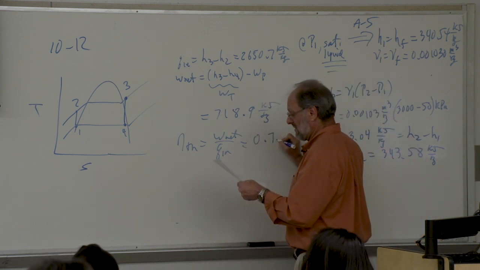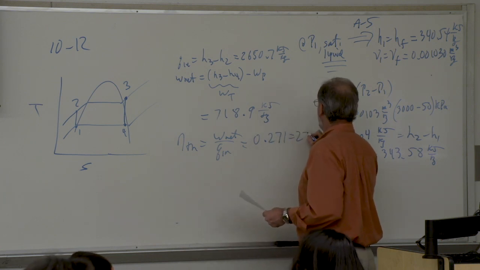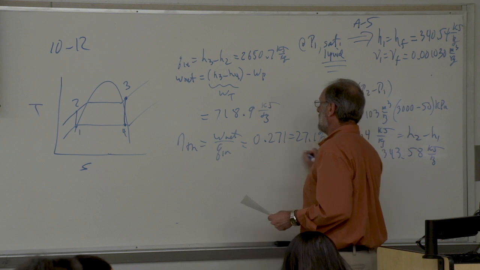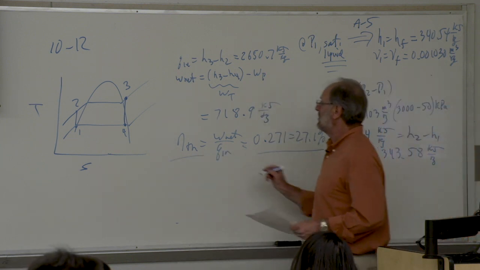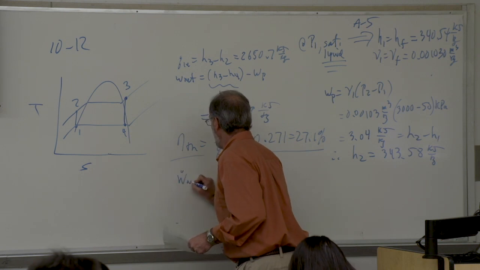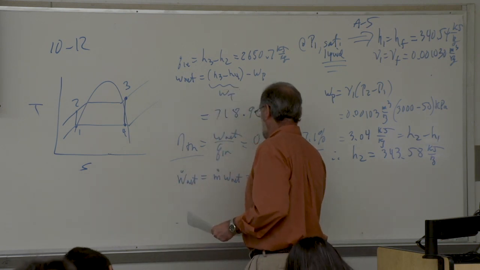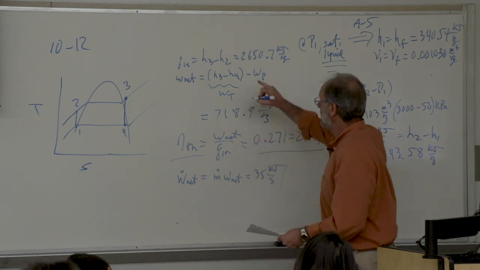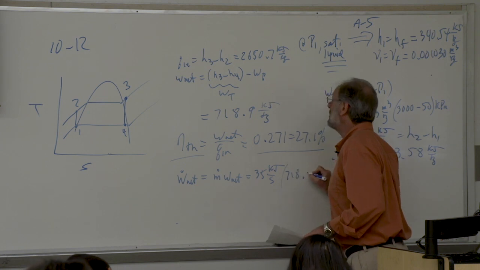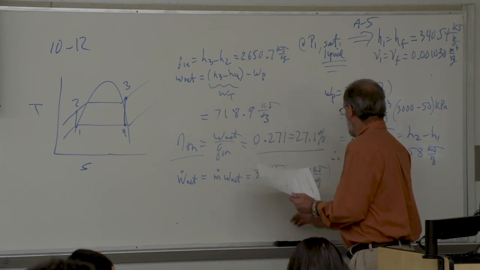We get 0.271, or 27.1% if you prefer. And then let's also find the net power. So it's 35 kilojoules per second times 718.9 kilojoules per kilogram.